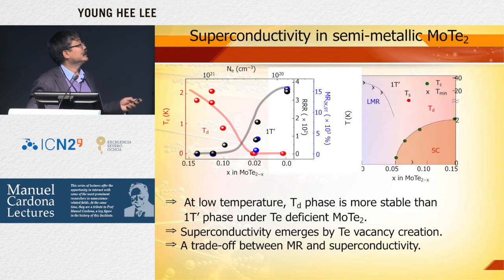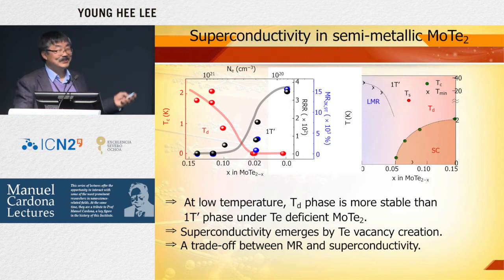But what's more interesting is superconductivity. With this Td phase, with almost zero defects, we don't observe this superconductivity. Whereas as you increase this tellurium deficiency, we do observe this superconductivity. But the temperature is not very high, but still we observe this phenomenon, which is related to this trade-off between this magnetoresistance and superconductivity. Don't know. I mean, it's also very interesting.